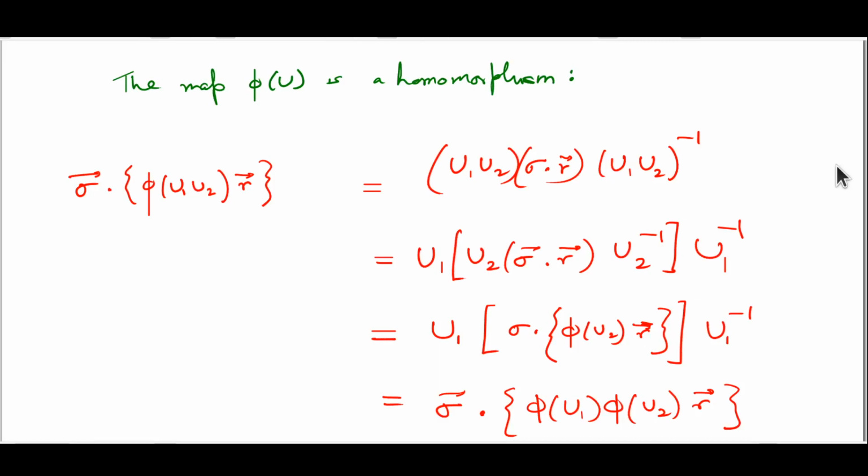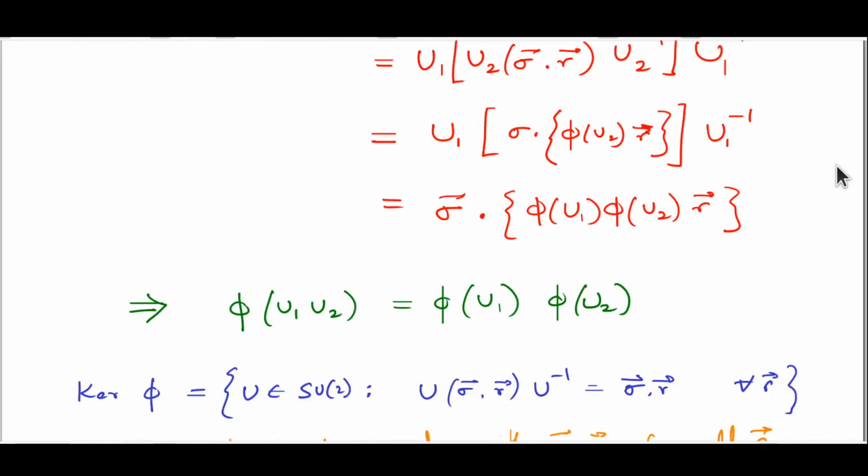Then simply use the fact that u1 u2 inverse is u2 inverse u1 inverse. Use the fact that matrix multiplication is associative. You can group them in any way you want as long as you're not changing the order. And the bracket inside in the first line simply becomes sigma dot phi of u2 R from the definition of phi of u. And the next step simply gives us sigma dot phi of u1, phi of u2 R. And putting these together, it immediately follows that phi of u1 u2 has to be phi u1 phi u2 simply because the equation above is valid for all R. So this is a homomorphism.